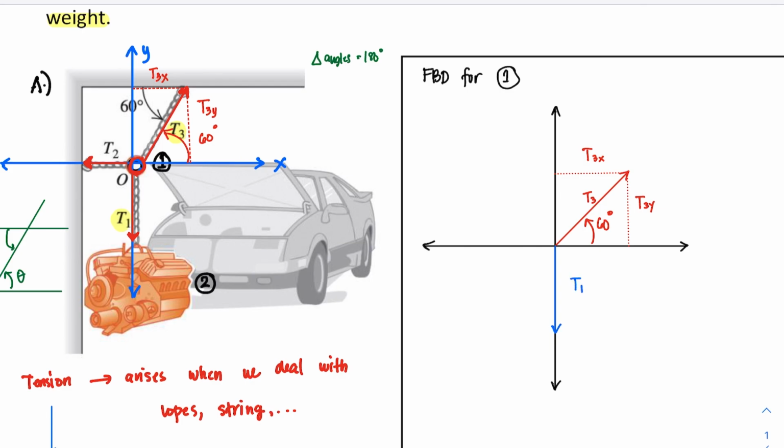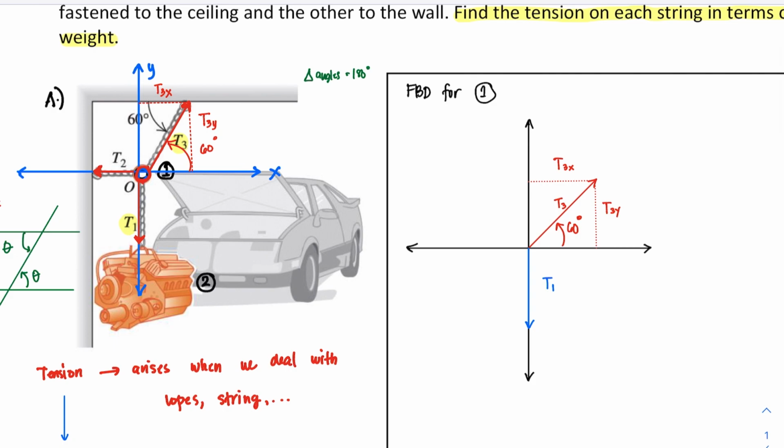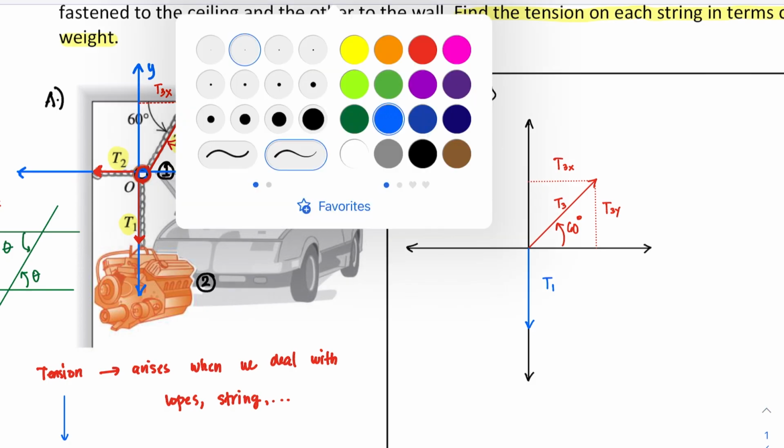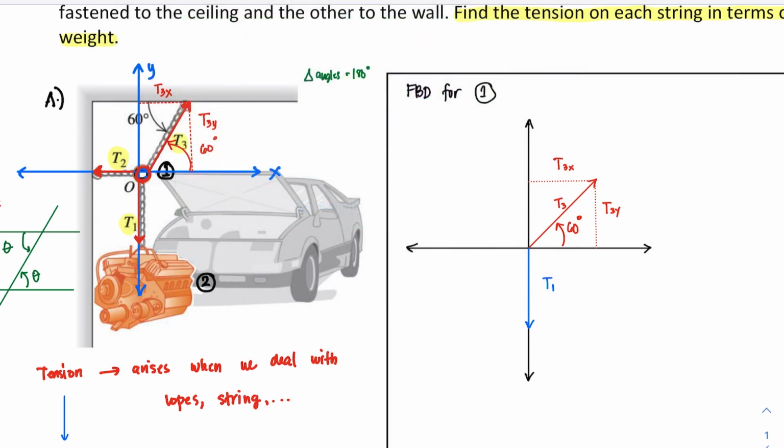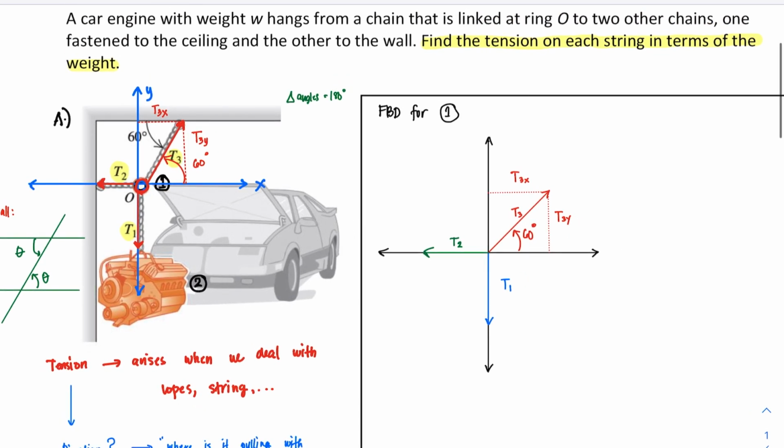T sub 1. Okay? And for T sub 2, I'm going to use, where is T2? So this is the force that is trying to pull the object towards the wall. So I'm going to use green for that. Maybe this green will work better. So this is my direction of T sub 2. So this is my free body diagram for body 1. And that is how you do it.